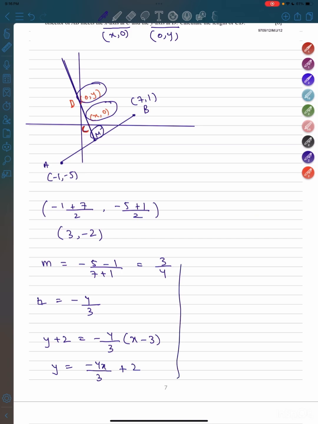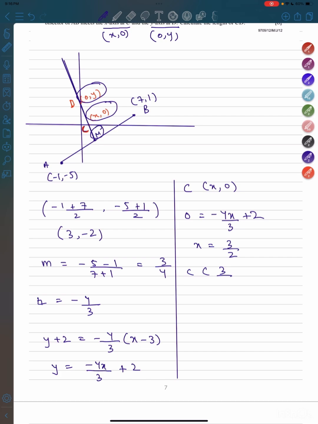Now let's find the missing coordinates for C and D. Let's find C first, which is (x, 0). y would be 0, so 0 equals -4x over 3 plus 2. That gives us x equals 3/2. So our C coordinates are going to be (3/2, 0).